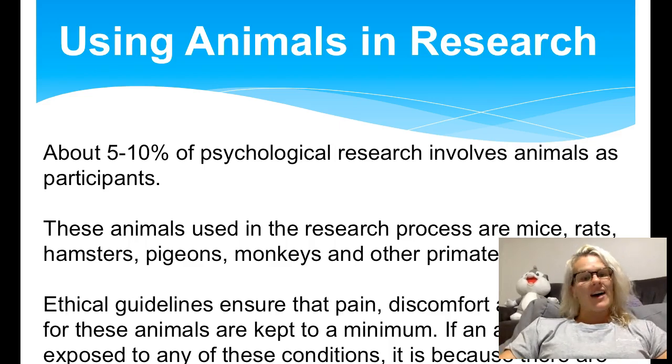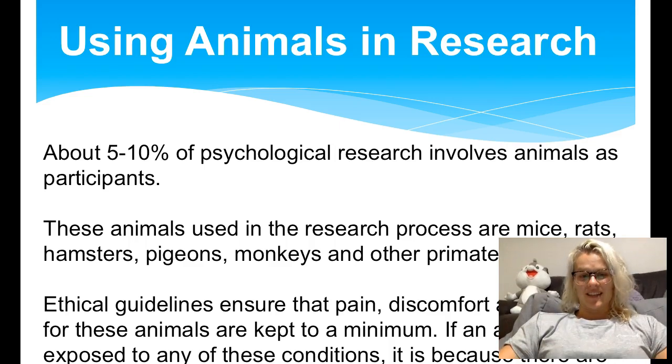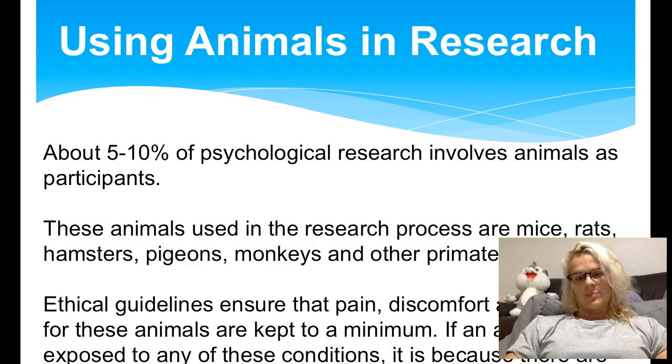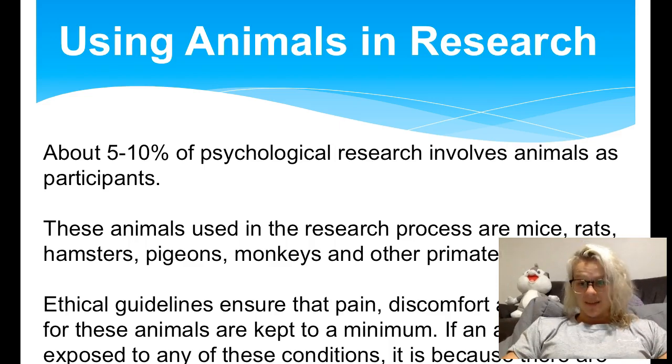So about 5 to 10% of psychological research actually involves animals as participants. So we use mice, rats, hamsters, pigeons, monkeys, dogs, rabbits. We use every kind of animal possible because they have a brain, and psychology is about the brain and how we behave. And we act like animals most of the time.